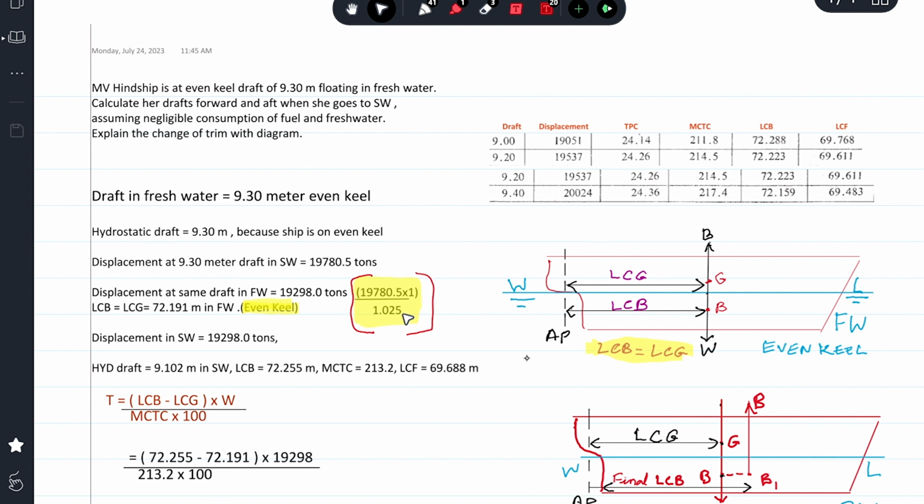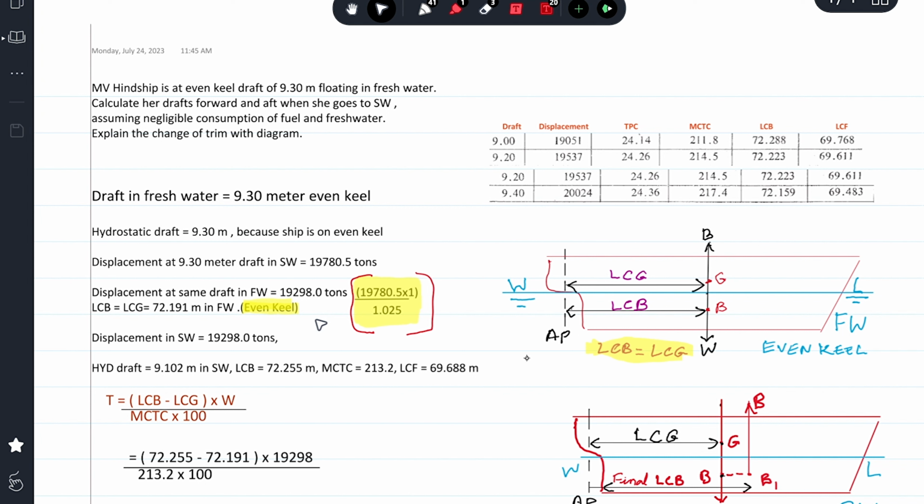So 19780.5 divided by 1.025 is the underwater volume at 9.30 meter, multiplied by the density of fresh water, which is 1 ton per cubic meter. I get displacement in fresh water, which is the actual displacement of the vessel at 9.30 meter draft in fresh water. So I get 19298.0 tons displacement of the vessel. This is the actual displacement at which she is floating in fresh water.